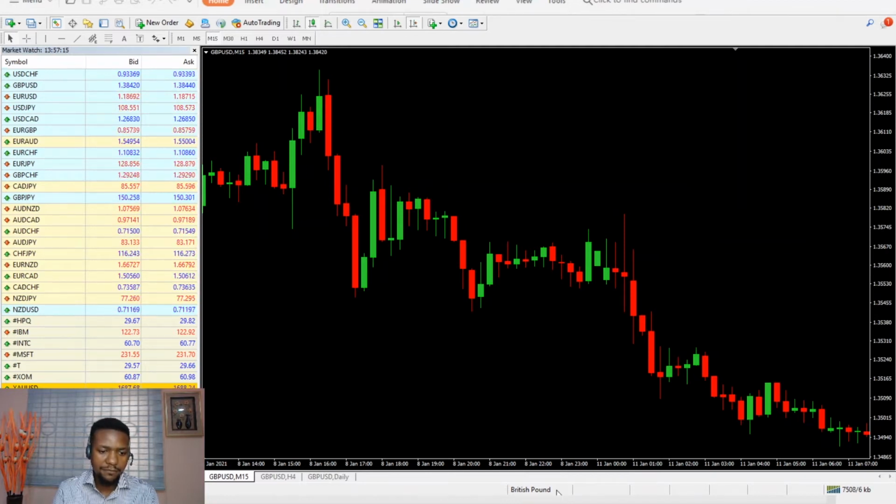This is MT4 and we have the list of currencies here. USD CHF, GBP USD, Euro USD, USD JPY, and the rest. So the first three letters at the front represent a particular currency, while the last three letters represent another currency. So GBP simply represents Great British Pounds, while USD represents United States dollars. So this is how currencies are quoted in the market.